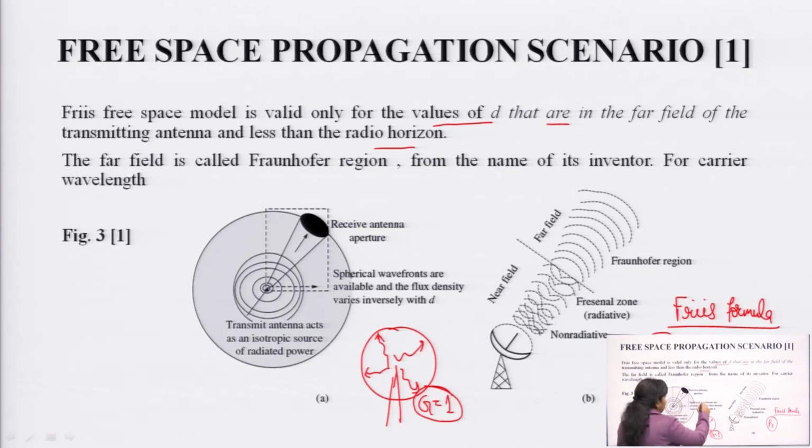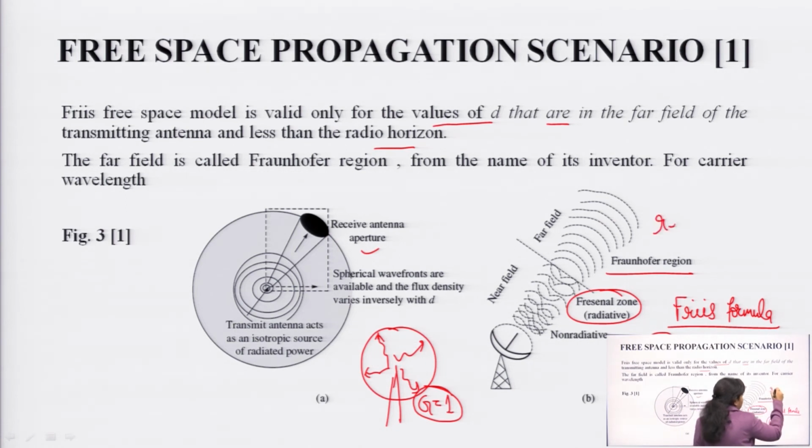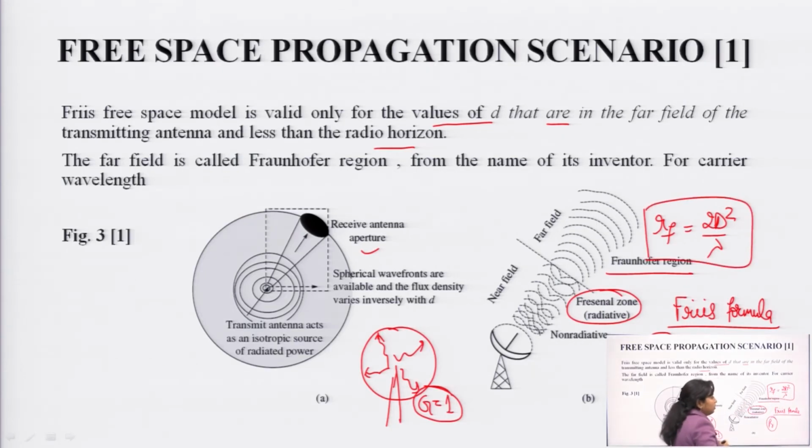This is the receive antenna aperture. Now, this is near field, this is far field, this is Fresnel zone, this is Fraunhofer region, and the Fraunhofer region is calculated by 2d square upon lambda. This is the formula, where d is the distance between the transmitter and receiver, lambda is the wavelength of the signal which has been transmitted, RF is the Fraunhofer region. So, this is the formula.